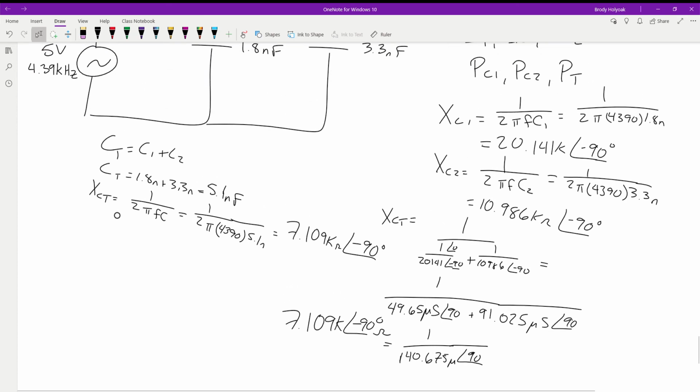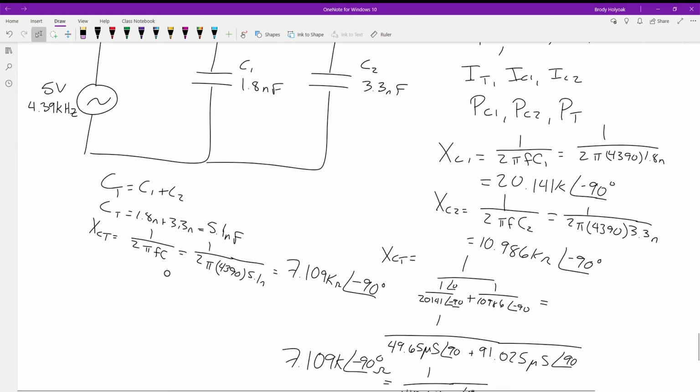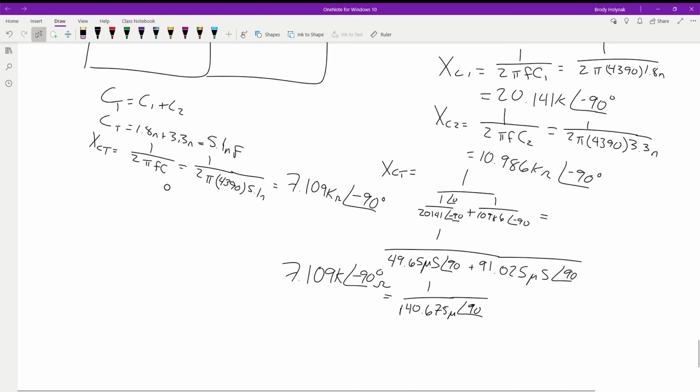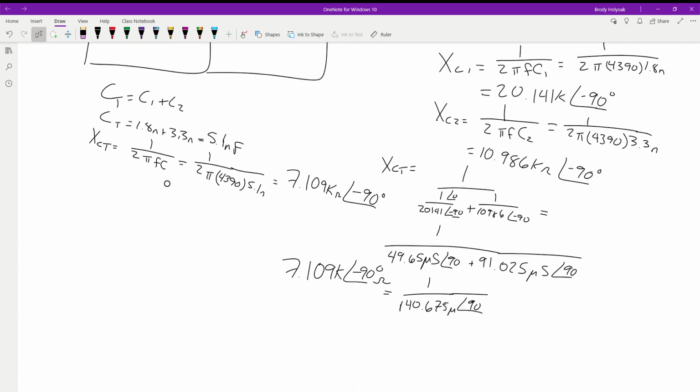That's our frequency. So we have 2 pi times our frequency and the capacitance. The frequency is 4.39 kilohertz, or the same as 4390 hertz. It was just easier to write that out instead of doing the decimal and the K. So we solved it using our totals, and we can also solve it using the individual reactances. This process is what we're going to be doing when we go to series and parallel, as well as when we start adding in resistors.